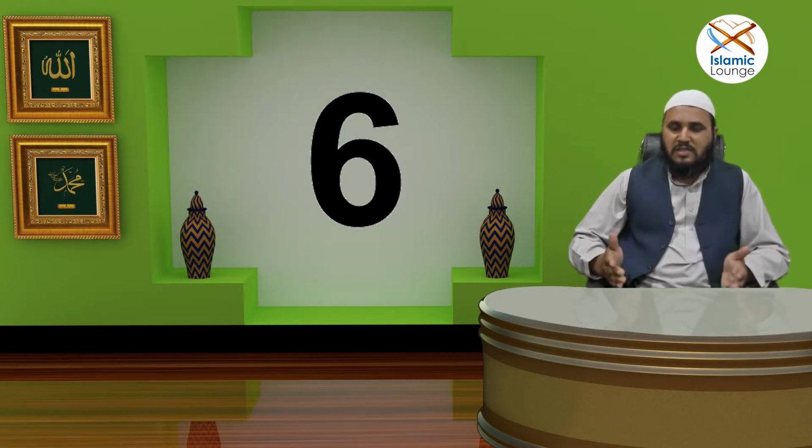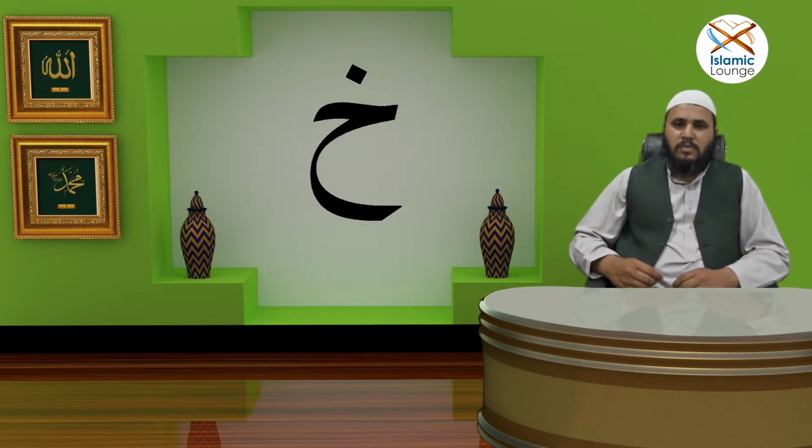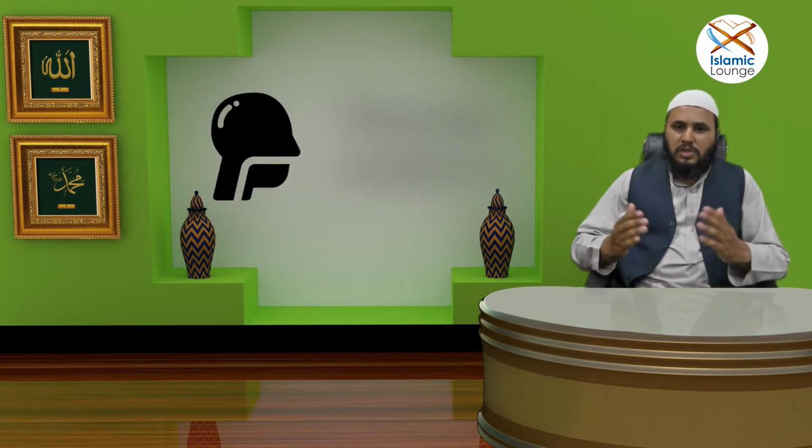How many total letters? Total letters are 6. Hamza, Ha, Ain, Ha, Ghain, Kha. These 6 letters are the total letters.